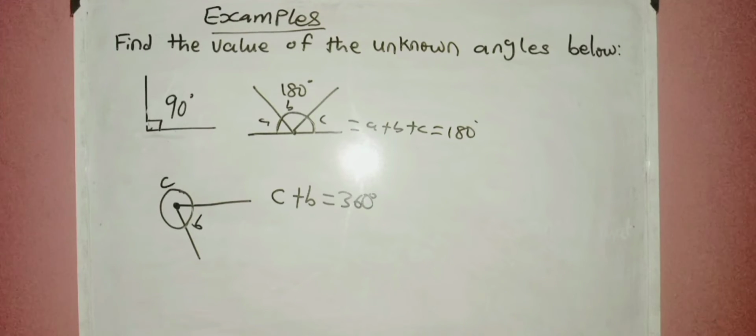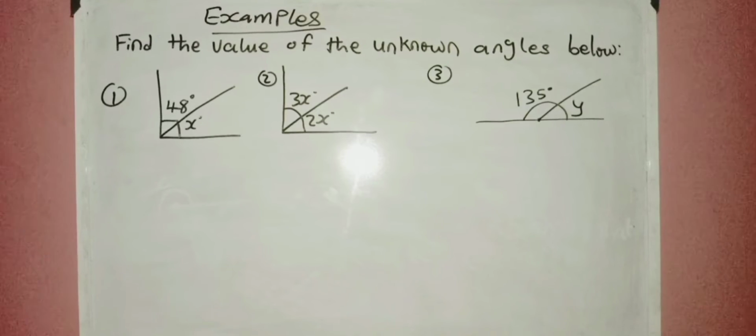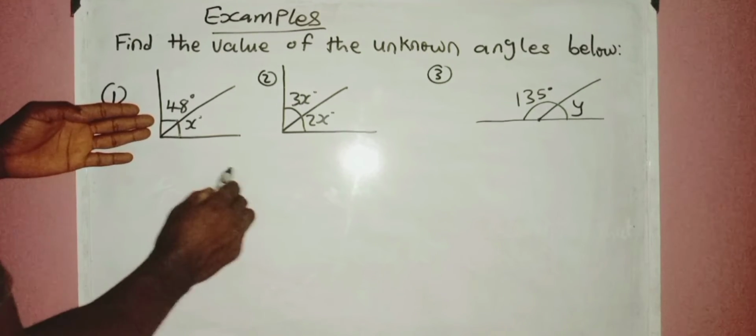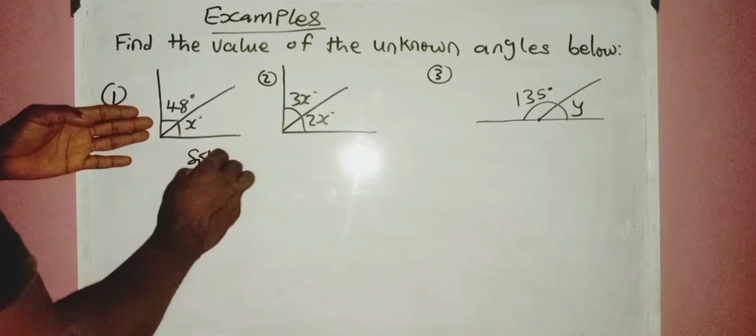Now let's take some examples. Here are some of the examples. The question says, find the value of the unknown angles below. You can see the first one. Can you still remember the indicator I gave you? Solutions.